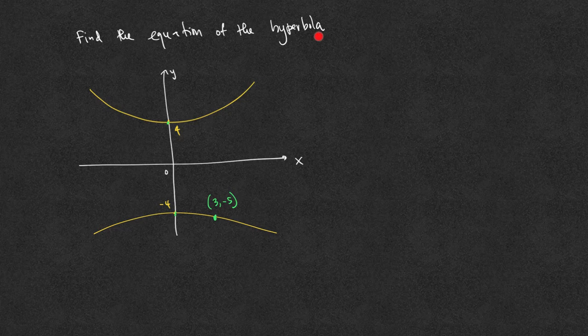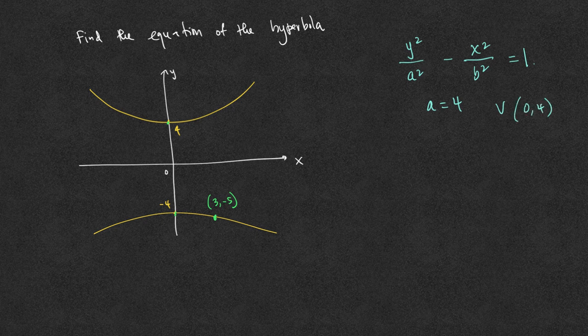Find the equation of the hyperbola where the transverse axis is vertical and the vertices, observe that they are also on the vertical axis. And so the equation of this hyperbola has to be of the form y squared over a squared minus x squared over b squared equals 1, where a equals 4 already because when the hyperbola has a vertical transverse axis, the vertices are (0, 4) and (0, -4) in this case.